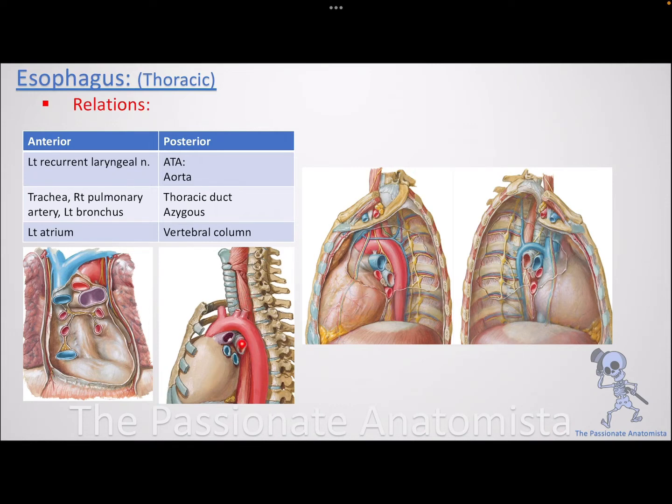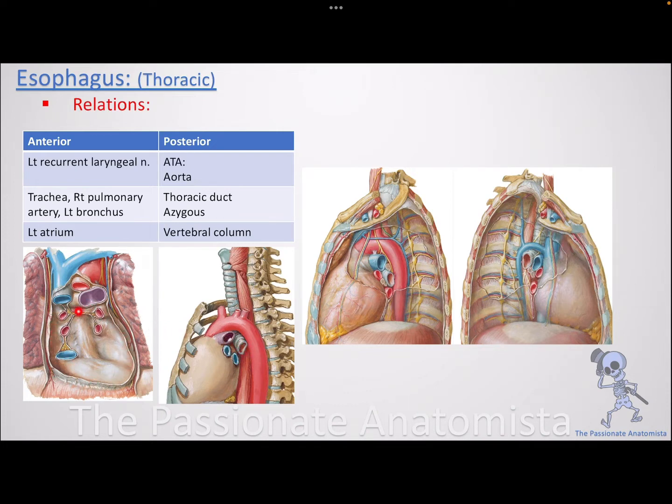You can see it from here. And then you have your right pulmonary artery. So if you look at the right side, you will see the right pulmonary artery, and then it's the left main bronchus. So what about the heart?